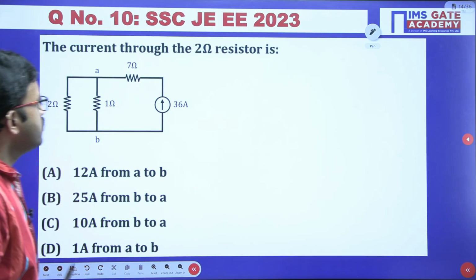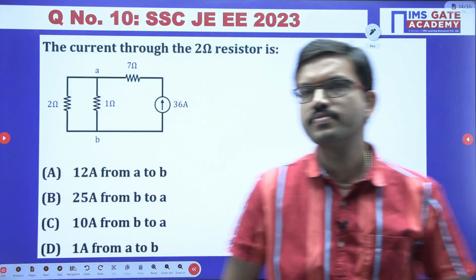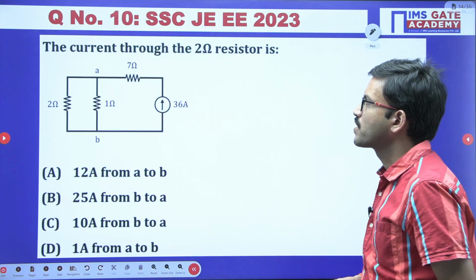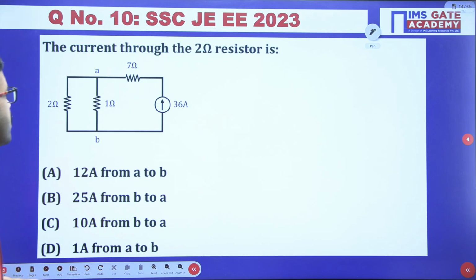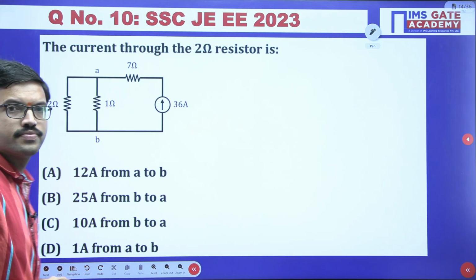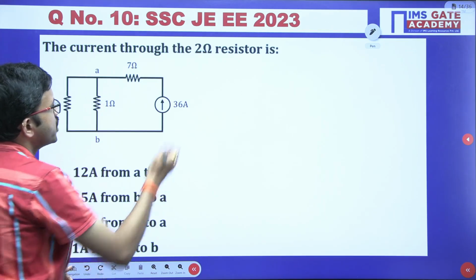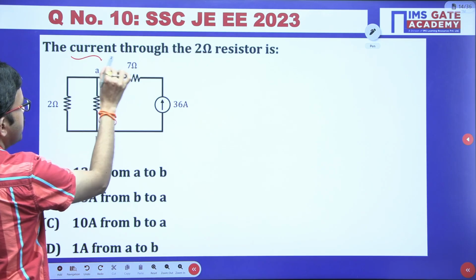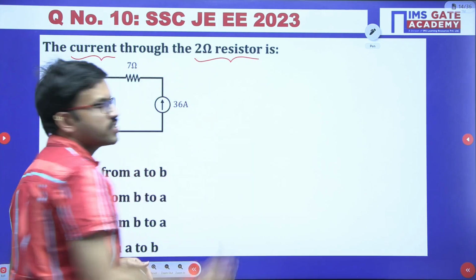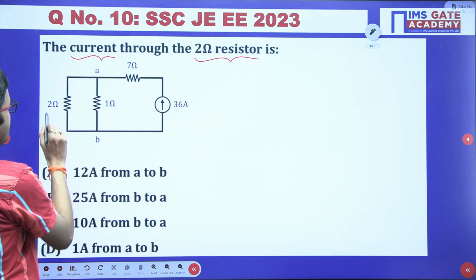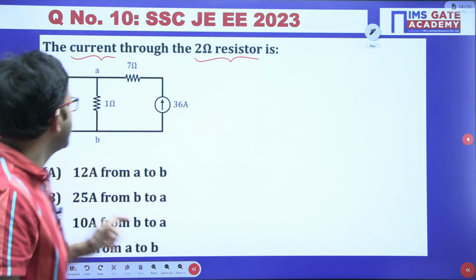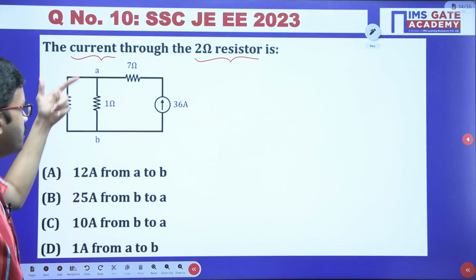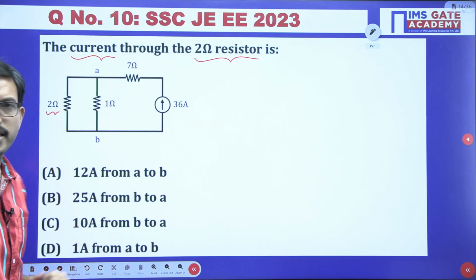All of you give a try for the next question. This is an easy question. I hope all of you can answer. See, in this question you are supposed to calculate the current flowing through the 2 ohm resistor, right? Here you have the 2 ohm resistor. In this particular resistor, how much current is flowing? Whether the current is flowing from A to B or B to A, that is the question. You have the choices like that, right?